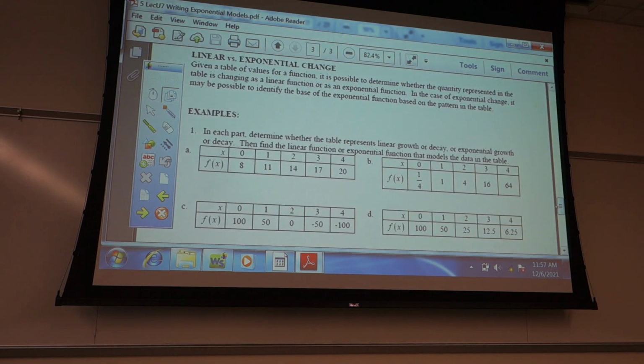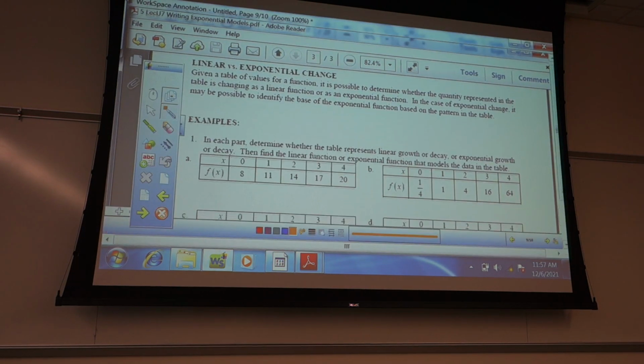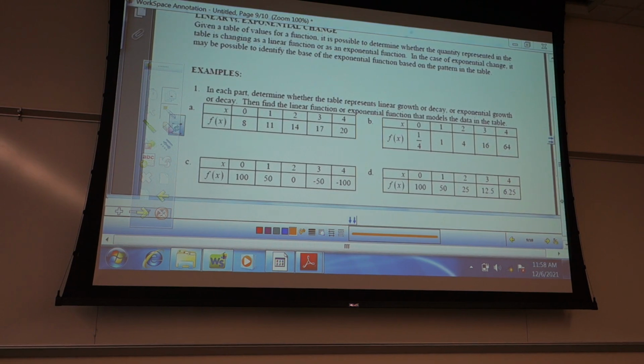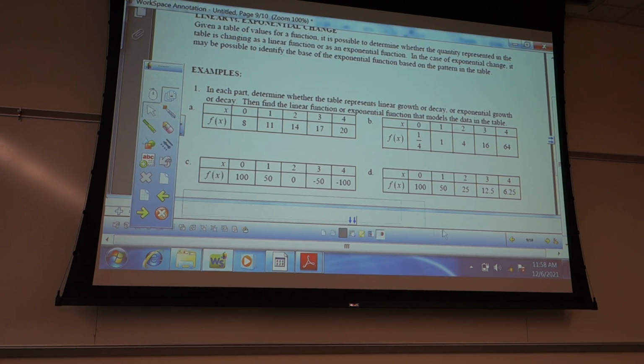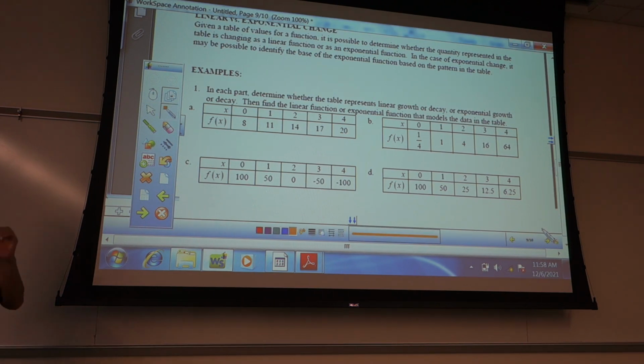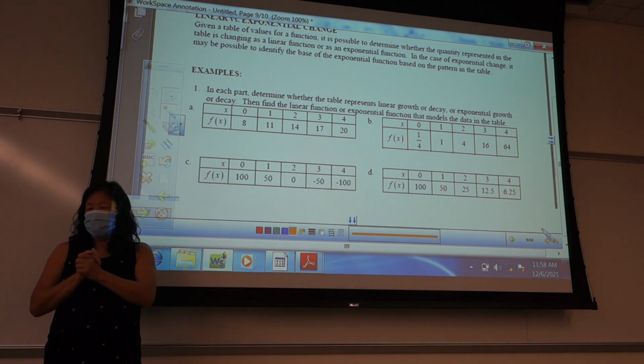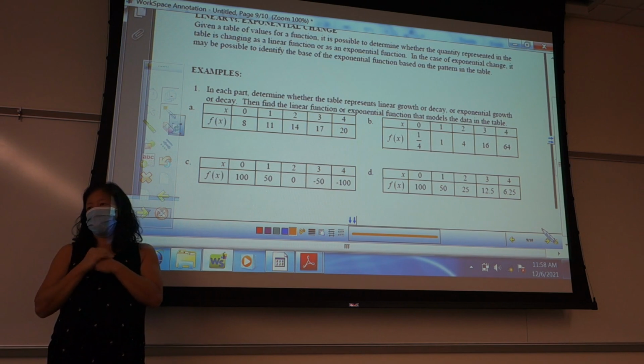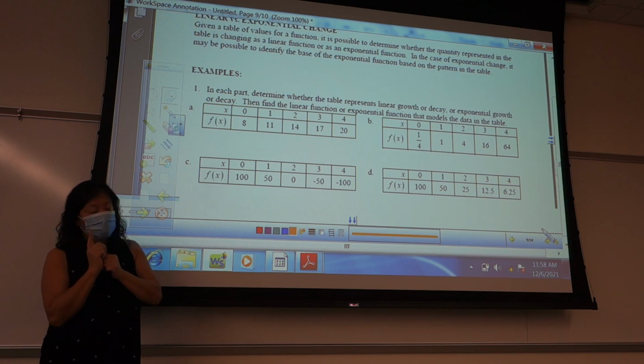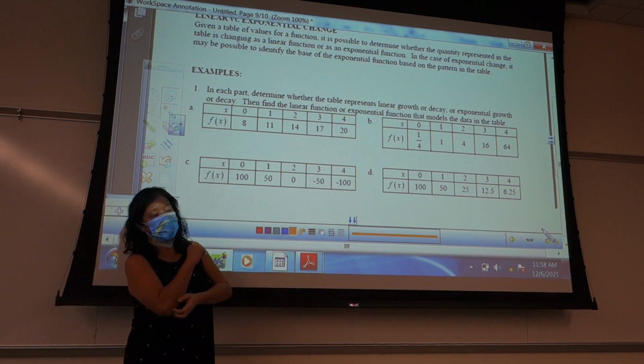Now let's take a look at these. Linear versus exponential change. Given a table of values for a function, it's possible to determine whether the quantity represented in the table is changing as a linear function or as an exponential function. So remember, what happens with exponential functions? As you increase, is it a growth amount or a growth factor? Factor. Factor means what? Adding or multiplying? Multiplying. So we increase by multiplying each time.